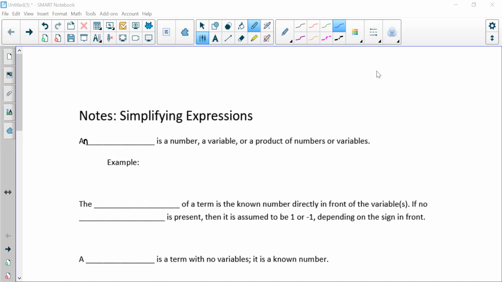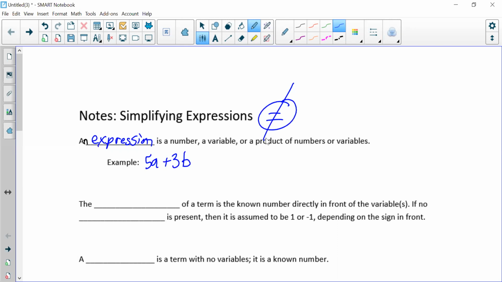Let's get started. First, you need to know that an expression is a number, a variable, or a product of numbers or variables. For example, 5a plus 3b. It's an expression. The big thing you need to remember here is that expressions do not have an equal sign. All right, if you have an equal sign, then you have an equation. Expressions do not have an equal sign.